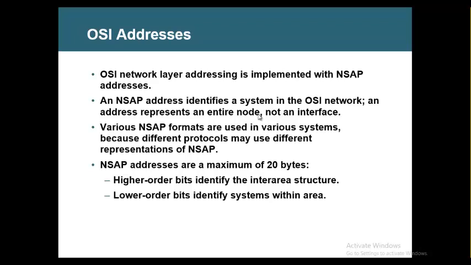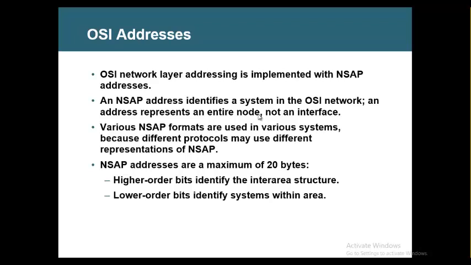An address represented as the entire node, not the interface. So the router ID is for the router. It's not for a particular interface. That's why I said it is like a router ID. It is not for one interface, it's for the entire router. The address that is used to identify the entire router in a CLNS network is the NSAP address.